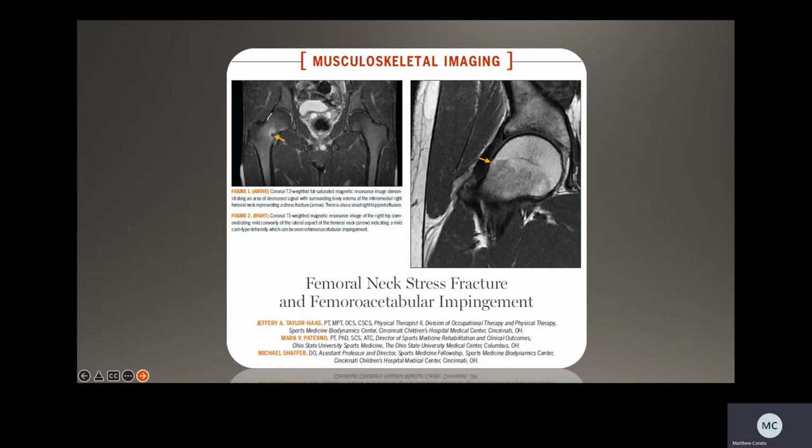This is a femoral neck stress fracture and femoroacetabular impingement, quote unquote FAI. So another good case why we're going to use MRI for a lot of these cases. X-ray is probably not going to show that, but that's going to show up on MRI pretty quick.